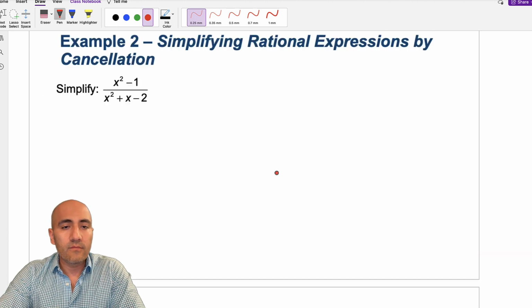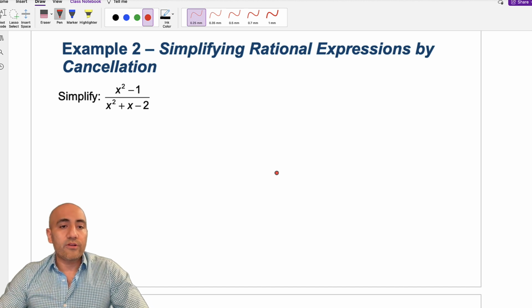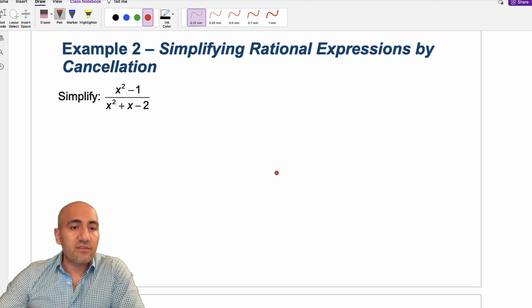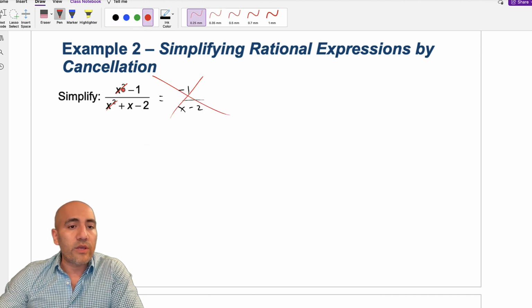For example, say we're given this. Simplify by cancellation. All right, well, very important. You're not allowed to cancel when there's addition or subtraction. Very common mistake. So we're not allowed to say, well, let's just cancel that and cancel that. And the answer is negative 1 over x minus 2, right? That's not true. Doesn't work that way, right? So we can only cancel when there's multiplication, not when there's addition or subtraction.